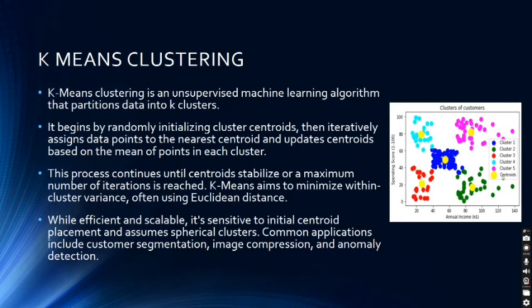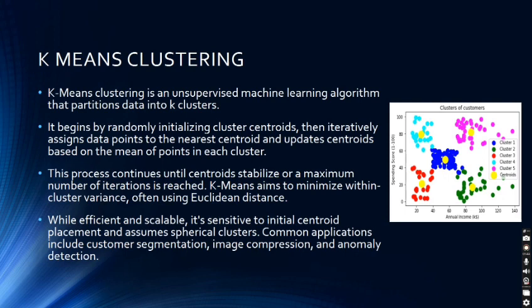K-means clustering. K-means clustering is an unsupervised machine learning algorithm that partitions data into K clusters. It begins by randomly initializing cluster centroids, then iteratively assigns data points to the nearest centroid and updates centroids based on the mean of points in each cluster. This process continues until centroids stabilize or a maximum number of iterations is reached.